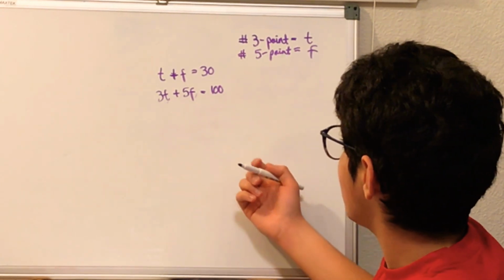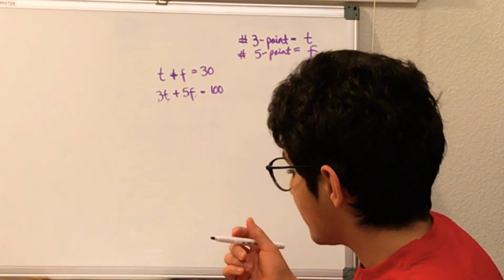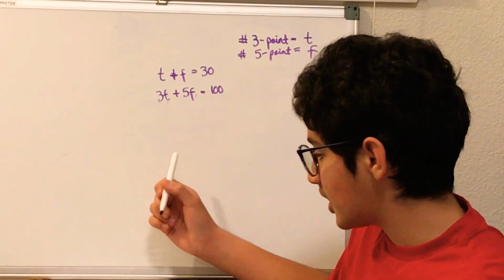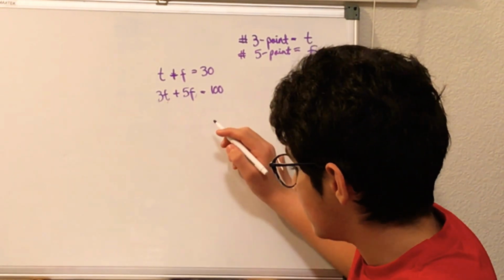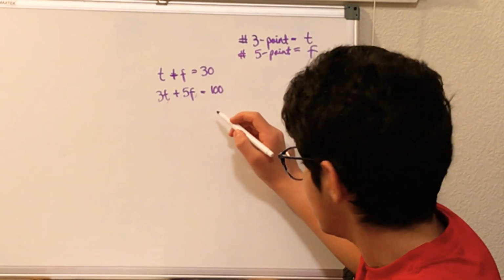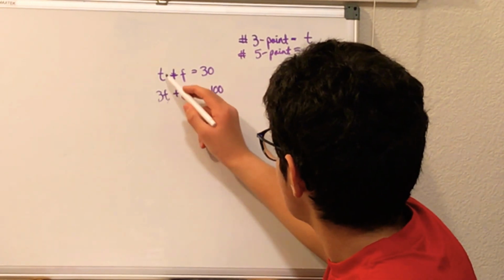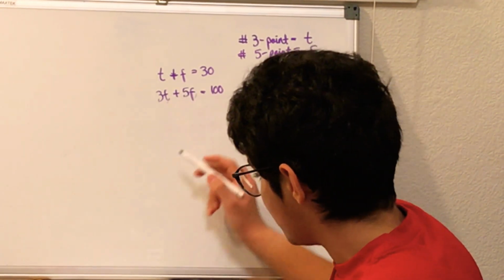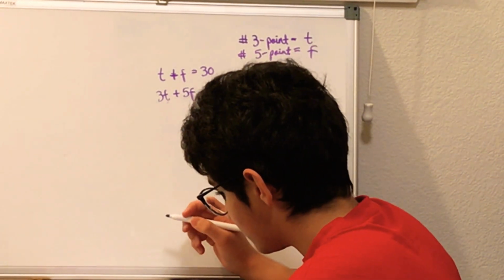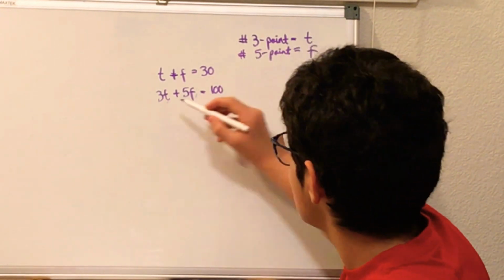So now there are, of course, a few ways to solve this. We can use substitution, or we can use elimination. So let's use elimination for this one. So which one should we eliminate? Well, what do we need to find? We need to find the number of 3-point questions, right? Which is this.